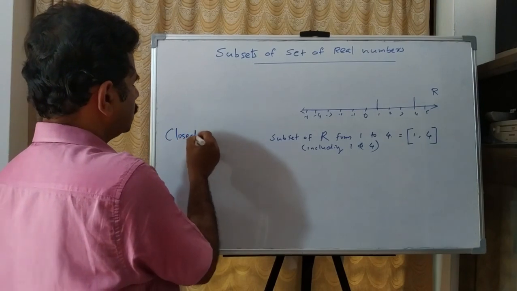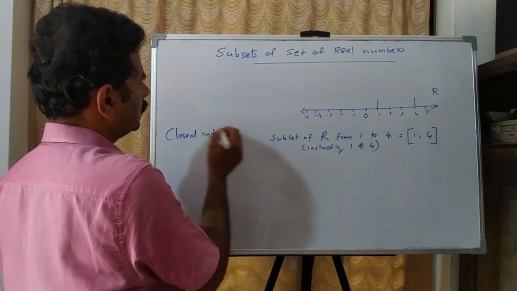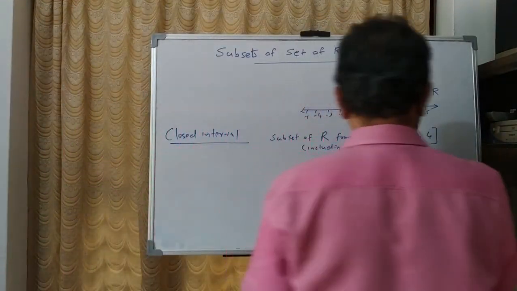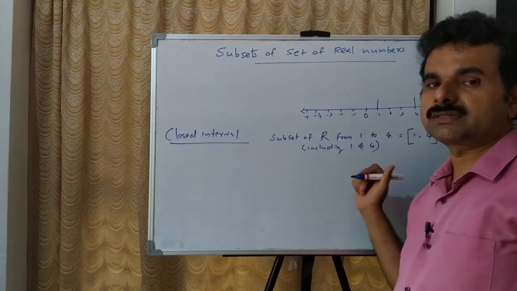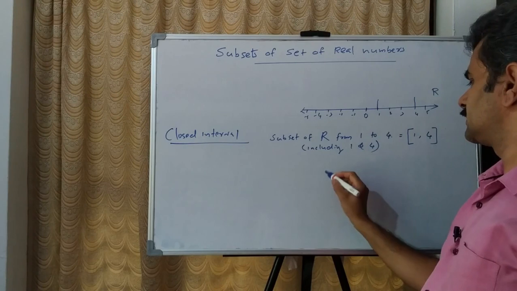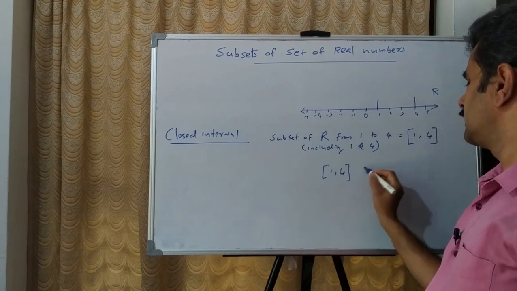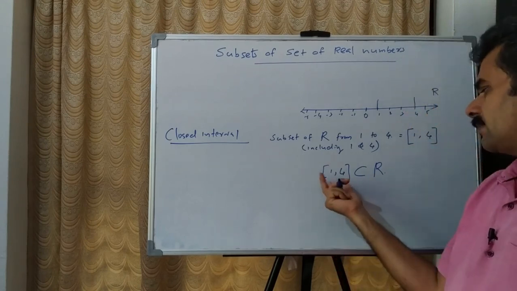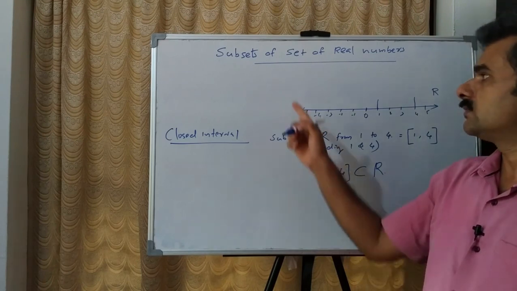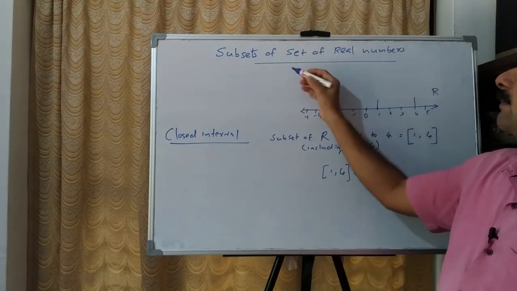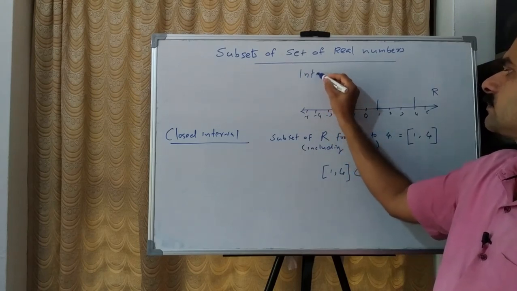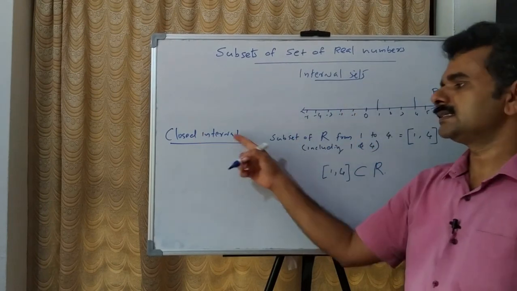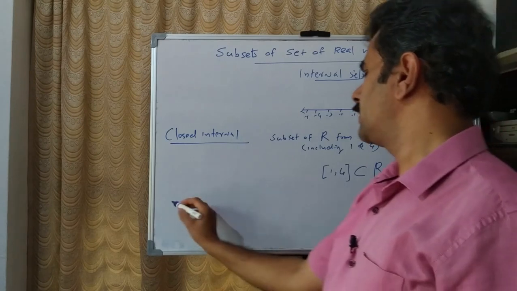Closed interval [1, 4]. What do you mean by closed interval 1, 4? Closed interval 1, 4 is a subset of R, which is a proper subset. It is a small part, a proper subset of R. So subsets of the set of real numbers can be taken as interval sets. Interval sets. Closed interval. Similarly, open interval.